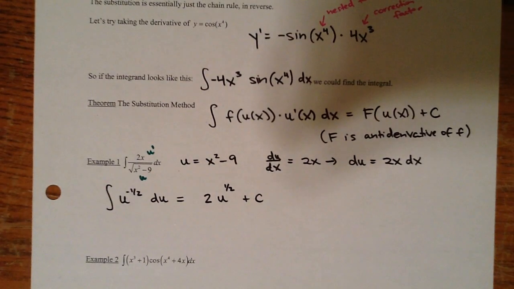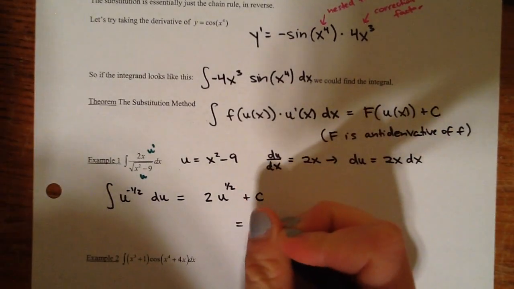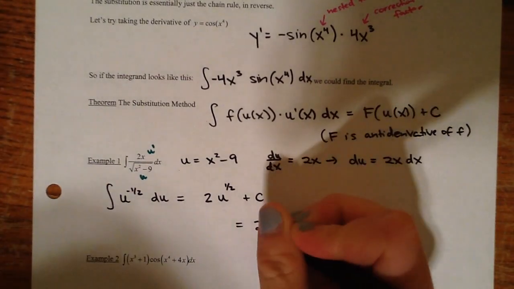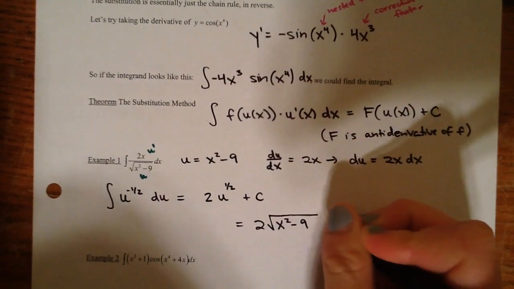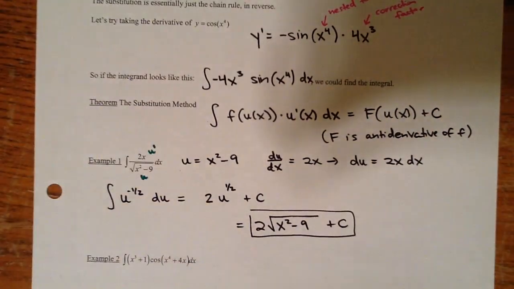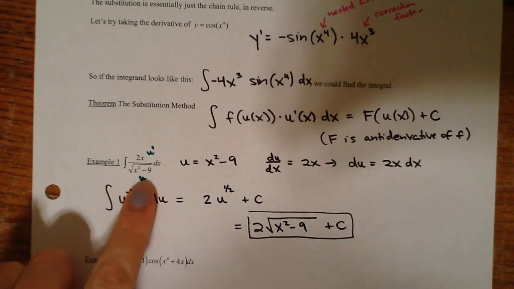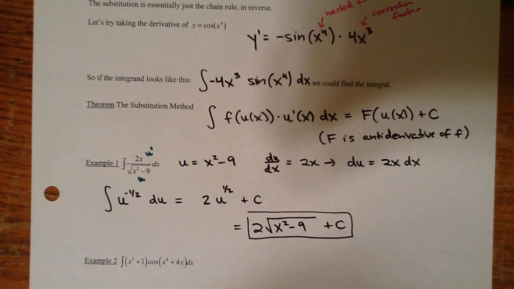Now, we don't care about u. We just use that as kind of a means to get to my answer. So in your final answer, you always sub the original function back in. So 2, and then u to the 1/2 is the square root of x squared minus 9 plus c, and that's your final answer. Okay, and you can always double check that you would land right back here, because I promise you would. You just have to take the derivative of this, and you'd end up with 2x over the square root of x squared minus 9.